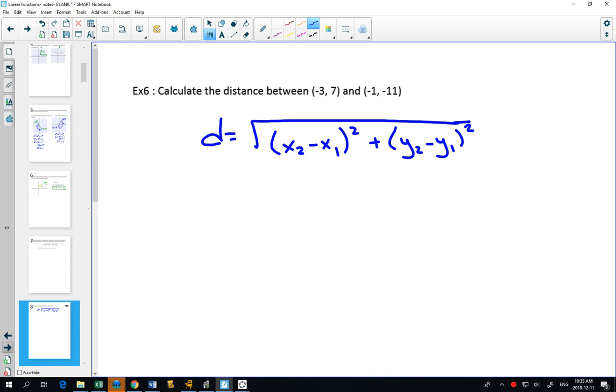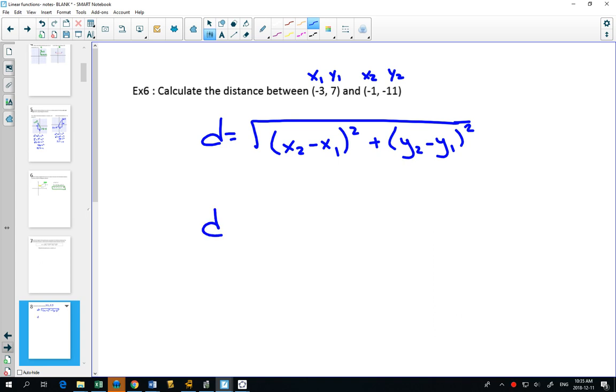Second, once you've written out your formula, you have 2 points. You decide which one's going to be your first point, which one's going to be your second point. And it doesn't matter, but most people pick the first point to be their first point and the second point to be their second point. And then above your point, write, this is my first point, so write x1, y1. This is my second point, so write x2, y2. What that helps you do is when you have to insert those values into the formula, that just makes sure you don't get them mixed up.